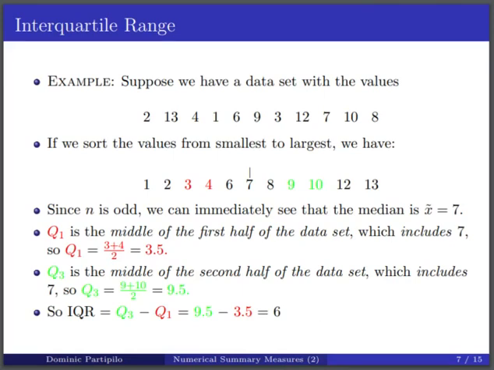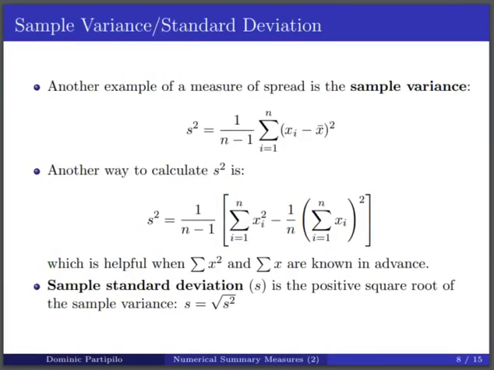So we need to make sure we're careful of that. So let's look at another example of a measure of spread that's very common, and it's called the sample variance. The sample variance is denoted by s squared, and we'll see why it's denoted by s squared in just a second. But let's look at what this formula is saying here.